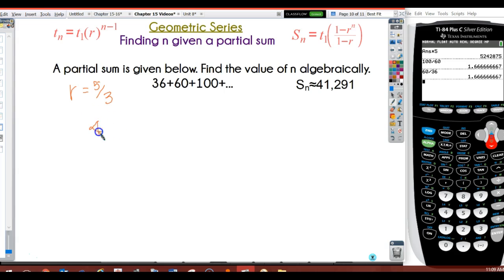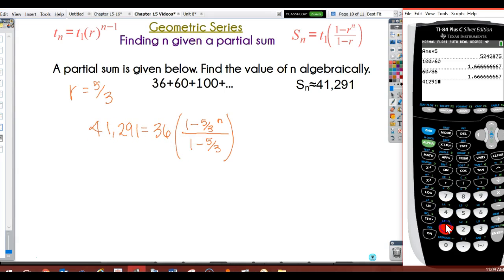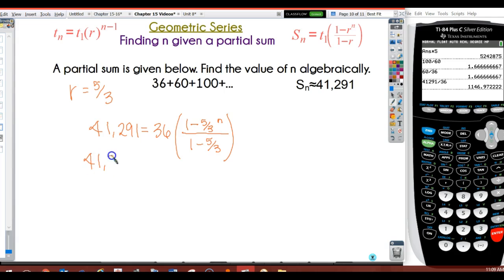And so we will have 41,291 will equal our first term 36 times 1 minus our common ratio 5/3 to the nth divided by 1 minus 5/3. Okay, so from here I'm going to start by dividing both sides by 36. And we'll see if we get a pretty answer. If we don't, I'll probably leave it as a fraction, just to make sure that I don't have any answers off at the end.